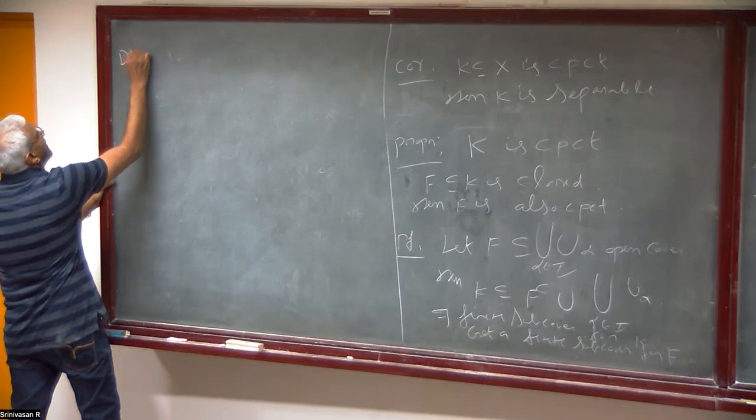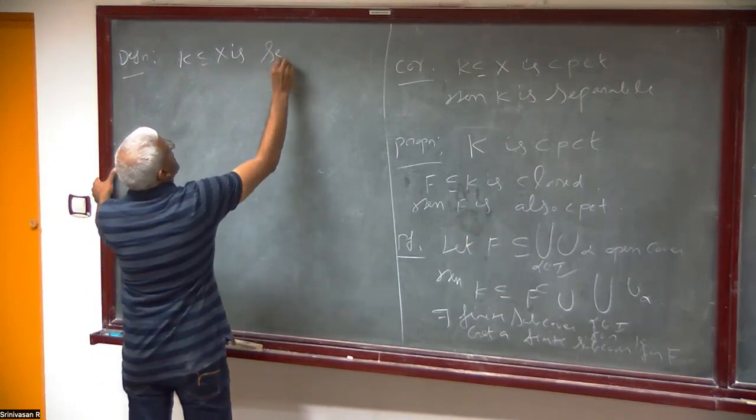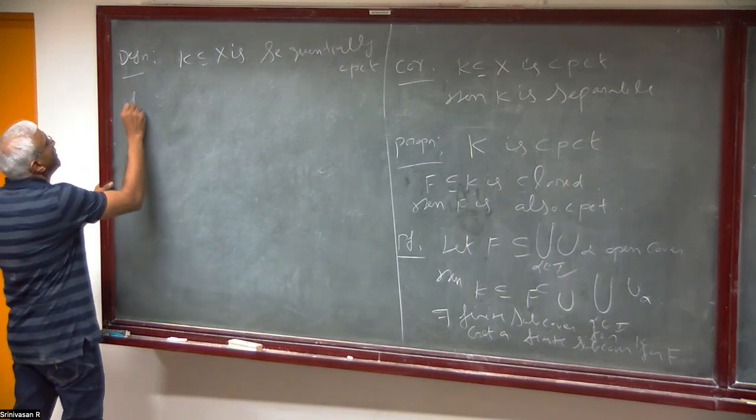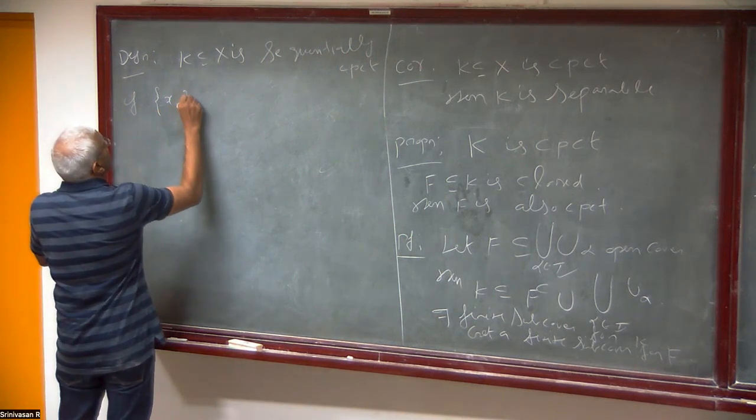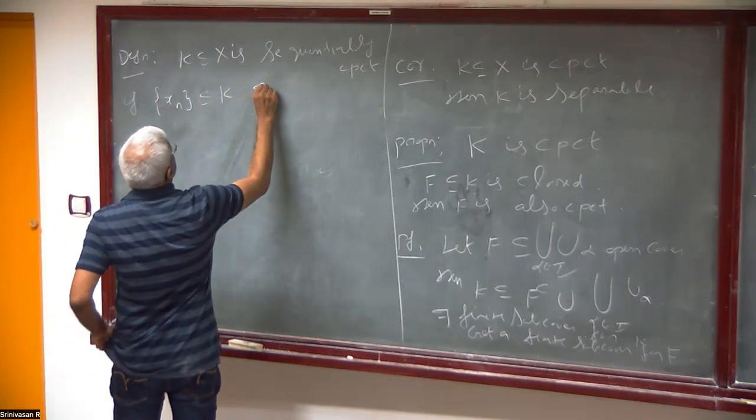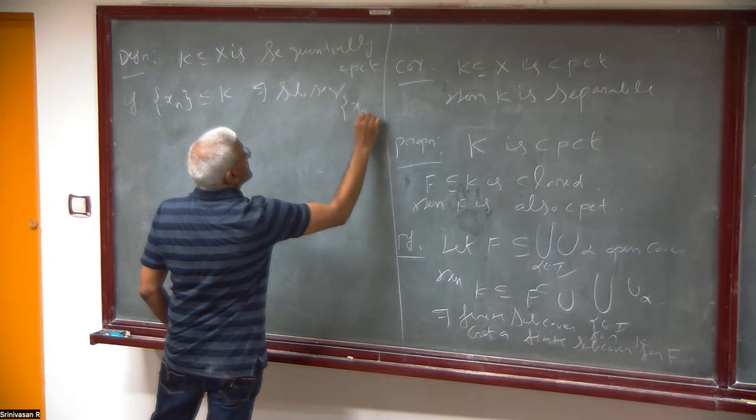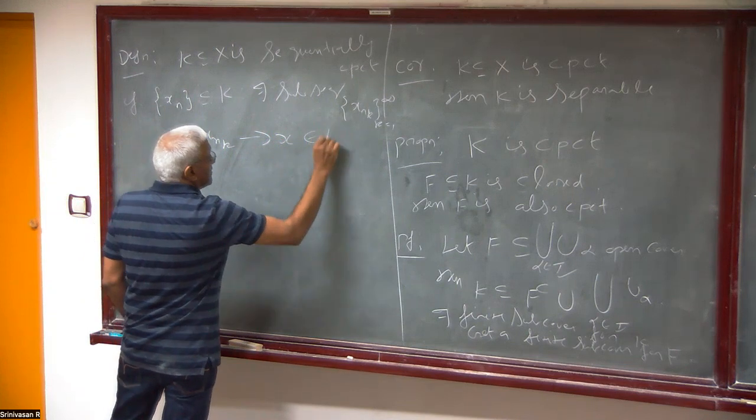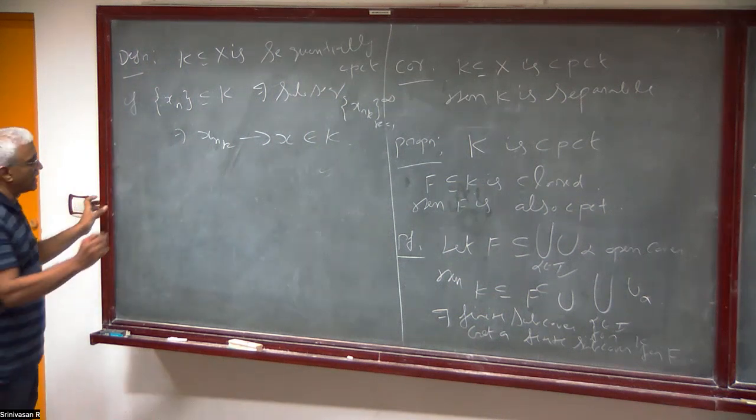So, definition. K contained in X is sequentially compact. This is the same as compact for metric spaces, but for the time being, this is the definition. Sequentially compact means: usually, if you take any infinite subset, it should have a limit point, which is the same as this. For every sequence x_n contained in K, there exists a subsequence x_{n_k}, k equal to 1 to infinity, such that x_{n_k} converges to some x which is in K. Every sequence should have a convergent subsequence. This is like the Bolzano-Weierstrass theorem. So this is the definition of sequential compactness. Now we prove the following.